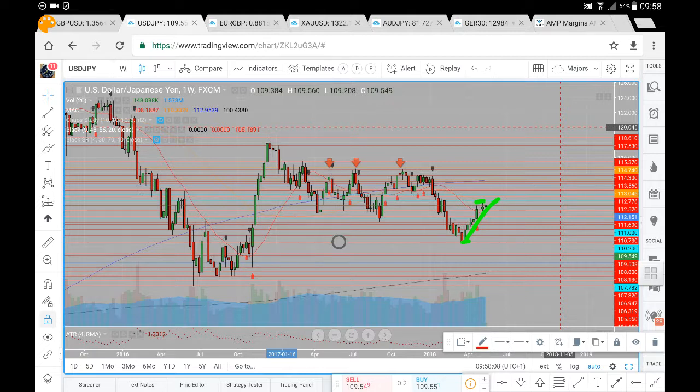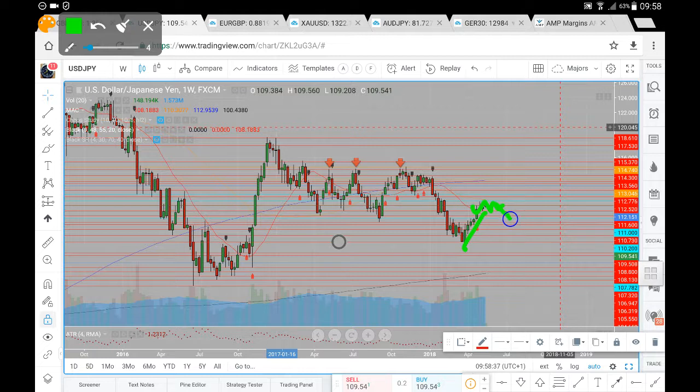A brief pullback from this, pretty close to our 110 level, and it might go into a bit of consolidation before seeing a continued recovery. But overall, we do have to be aware that we broke above this resistance here. We've had a pretty strong run over the past couple of weeks, but we've slowed down more recently.